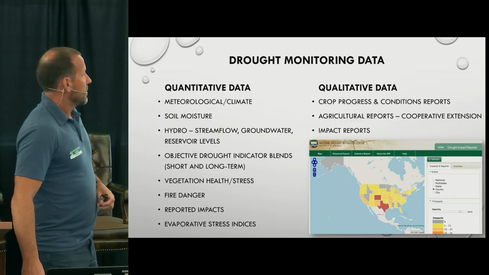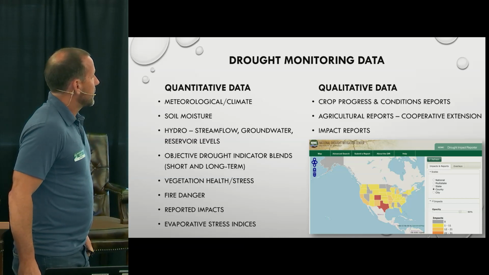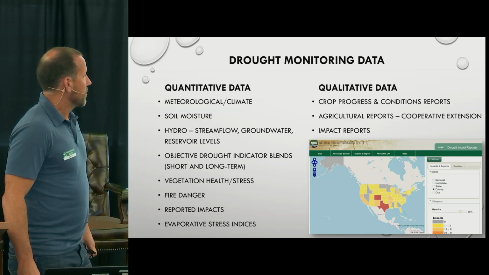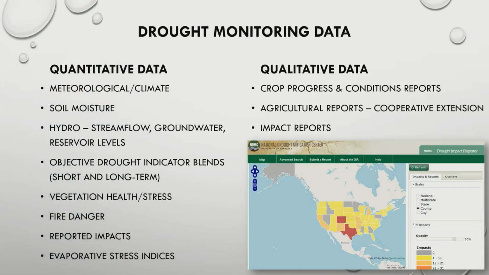Looking at some of the data that we use, mainly quantitative data, but we have some qualitative data as well. Meteorological and climate data, soil moisture, the hydro data. We're looking at stream flow, groundwater to a lesser extent, because groundwater isn't always impacted by drought. It can be over a longer term, but in places like the Central Valley, where groundwater is completely depleted almost in certain areas, we would have a permanent D4 over an area. So groundwater isn't weighed as heavily in the process.